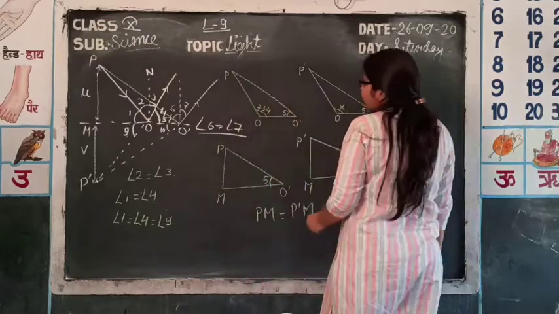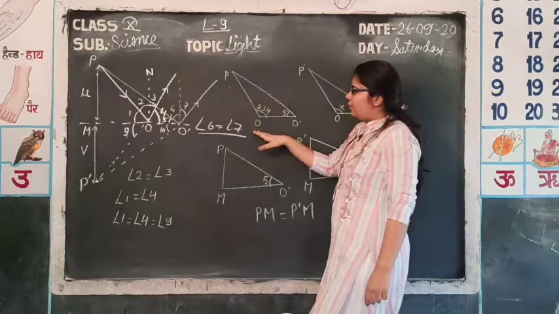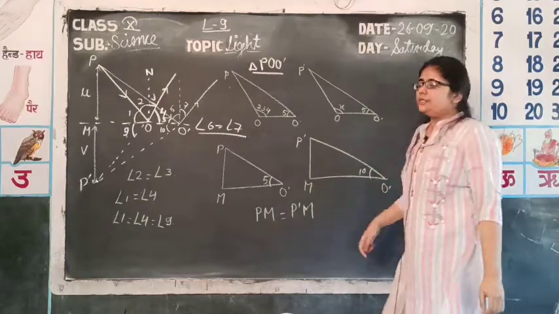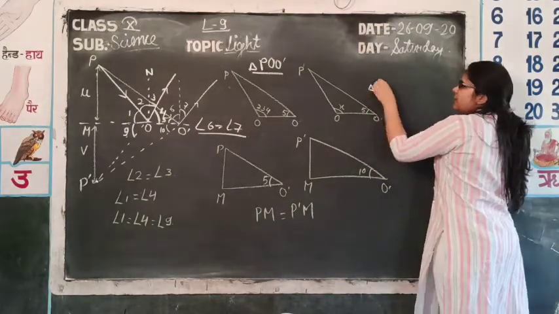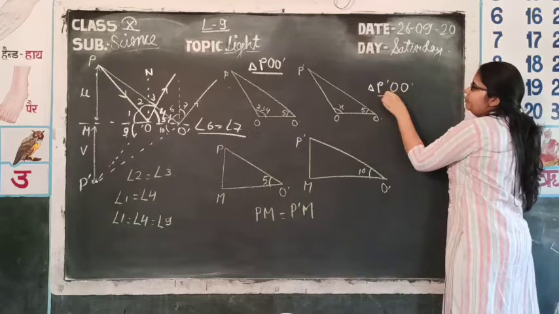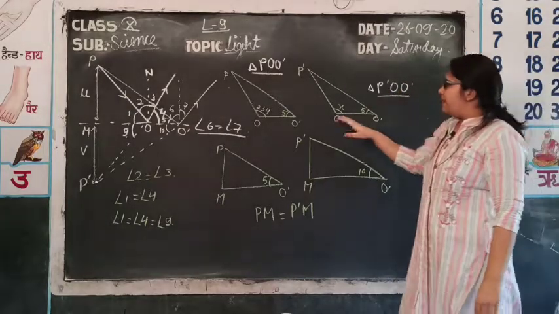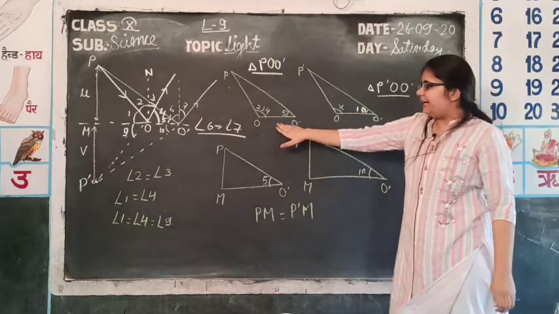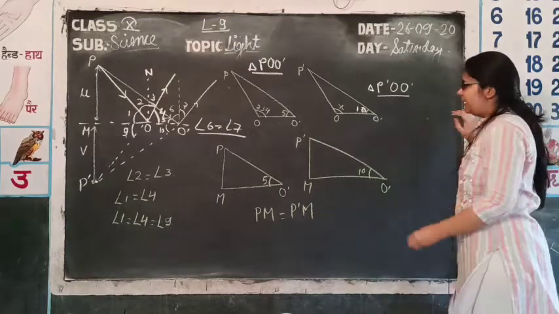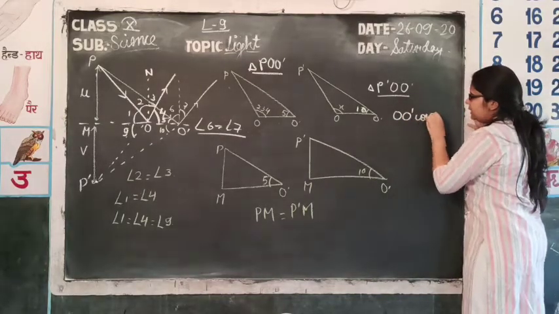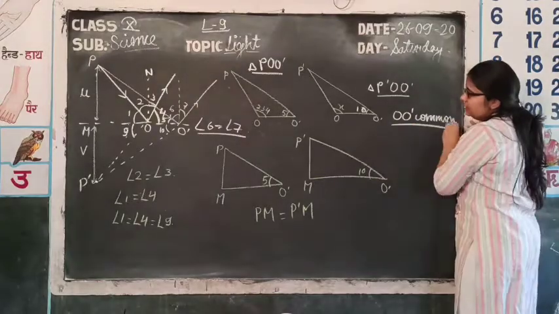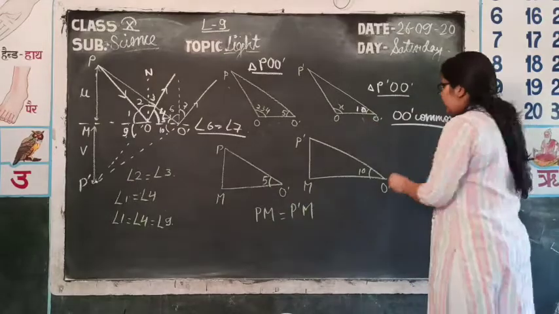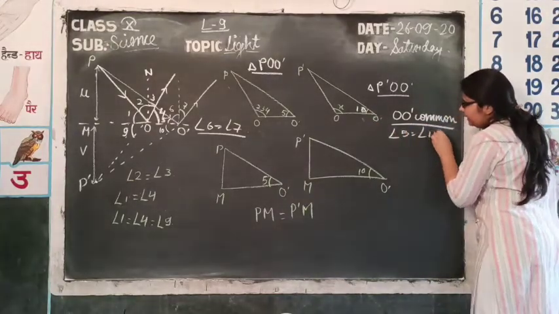So, first of all, we will discuss the triangle POO dash, and the second triangle is triangle P dash OO dash, in which the side OO dash is common between them. So, OO dash is common in these triangles. Then angle 5 and angle 10 are equal to each other. Angle 5 is equal to angle 10.